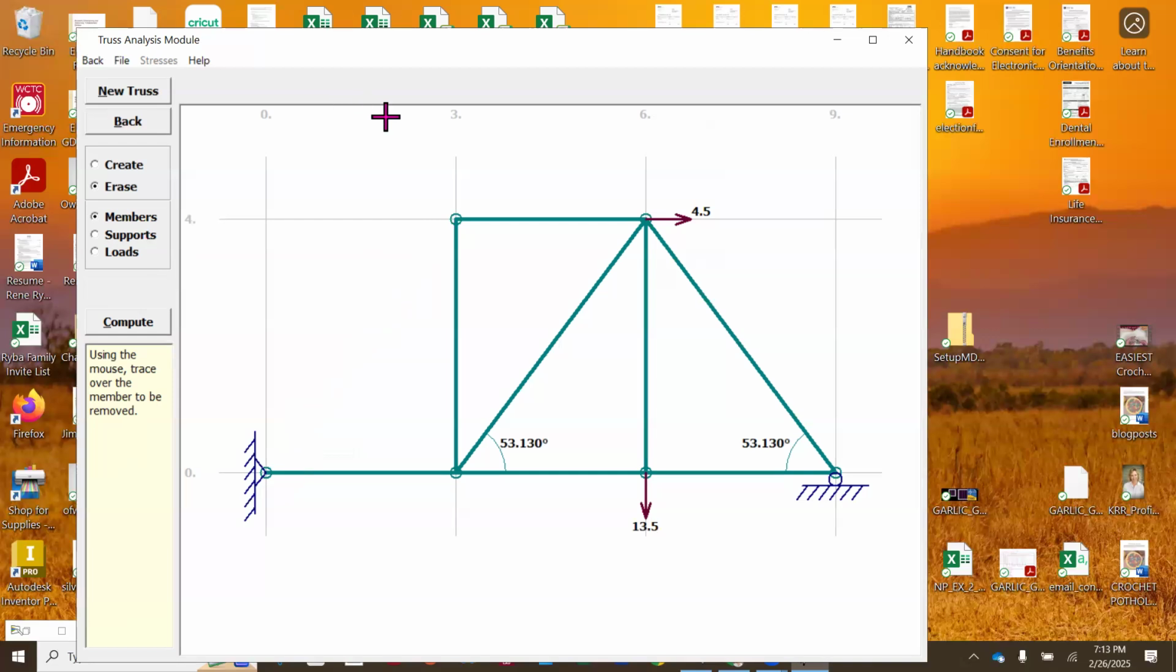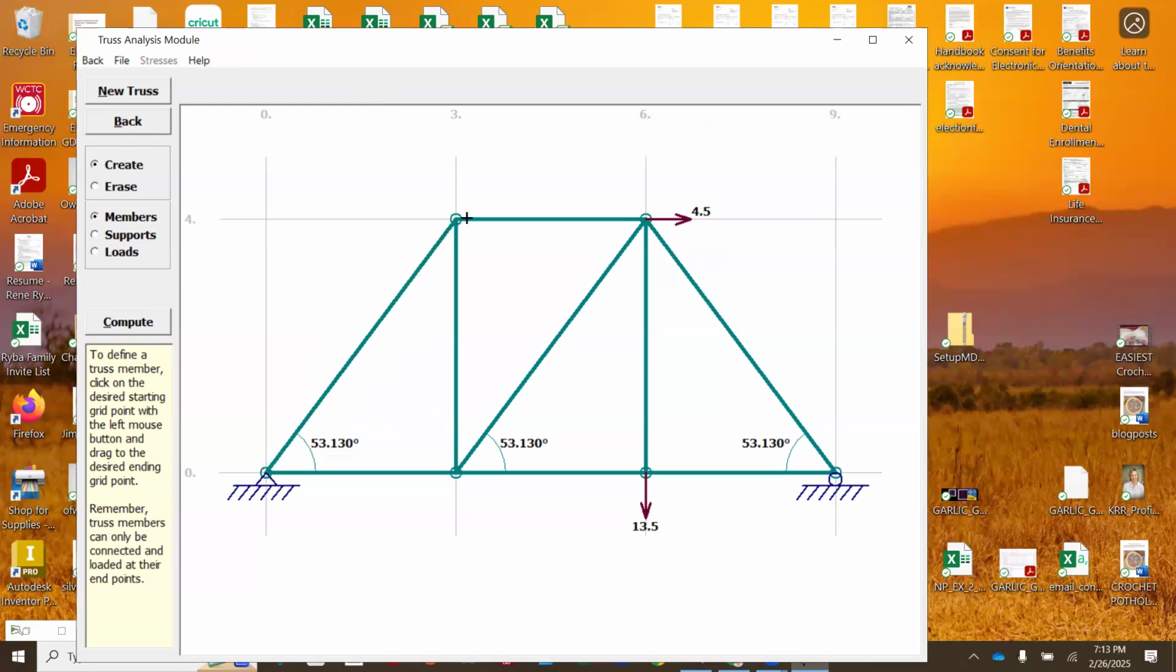There is no undo here. No undo. Again, not a sophisticated program, very simplistic. So if I want to add that back in, I've got to go back up to create, make sure that I'm on members, left click, release, and then drag and release if you would.